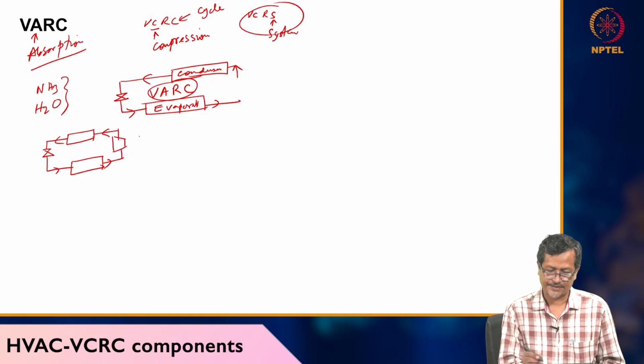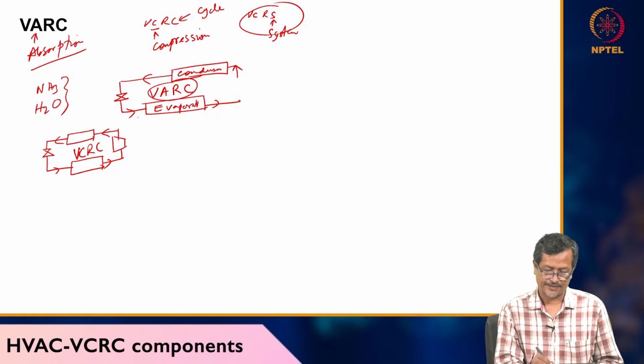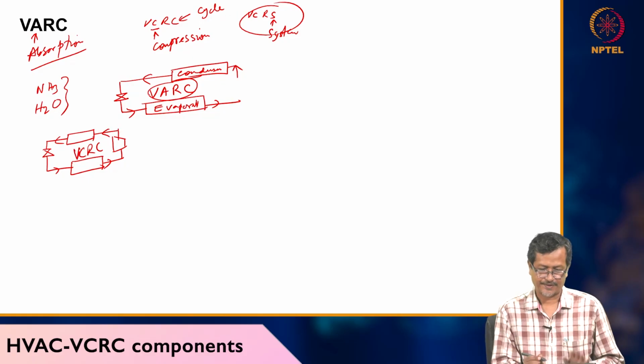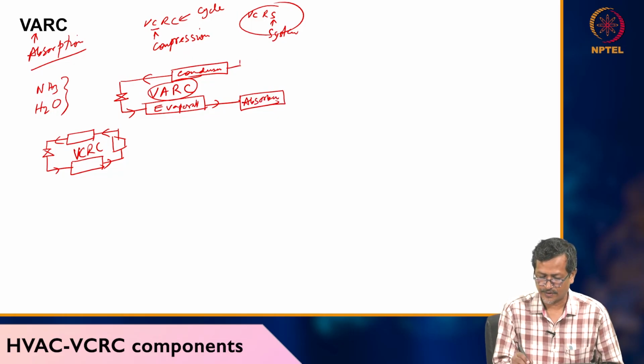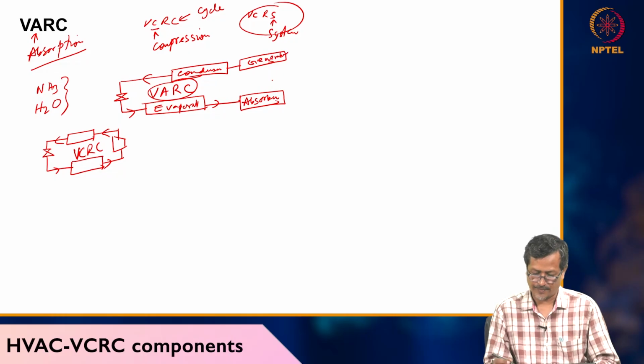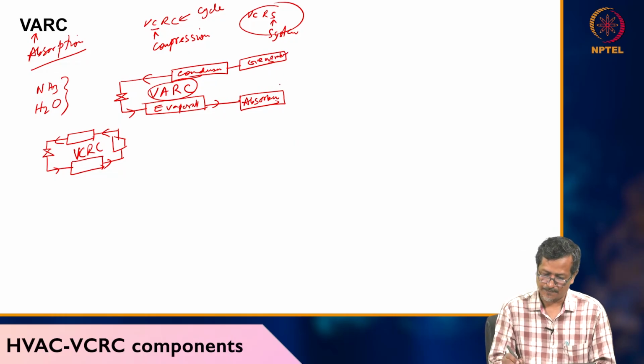You can see the resemblance with VCRC. The left side part is almost the same, the right side part for VARC will be different. How? There will be an absorber, then there will be one generator, and from the absorber to the generator one pump must be there.